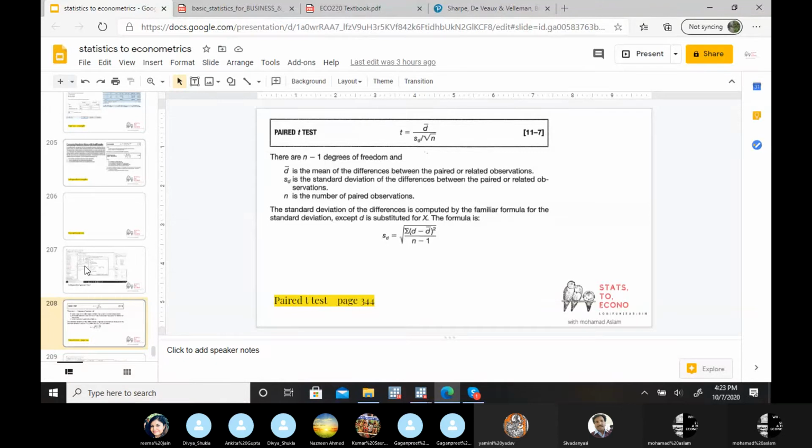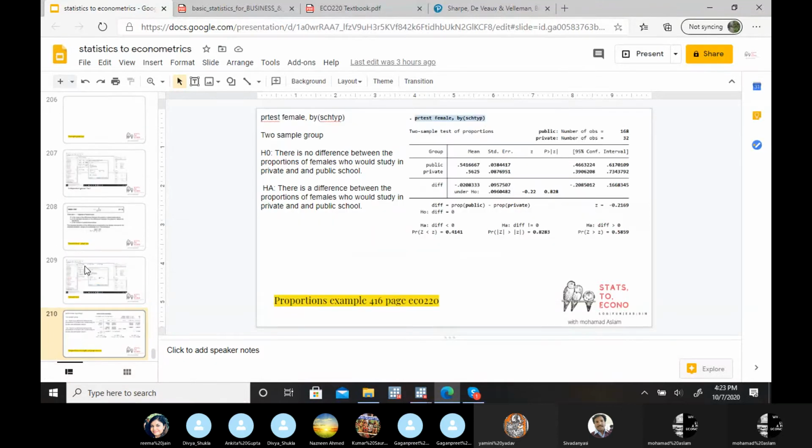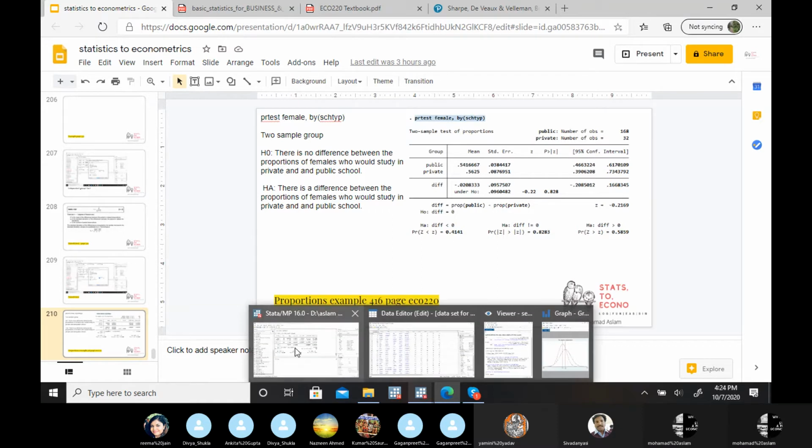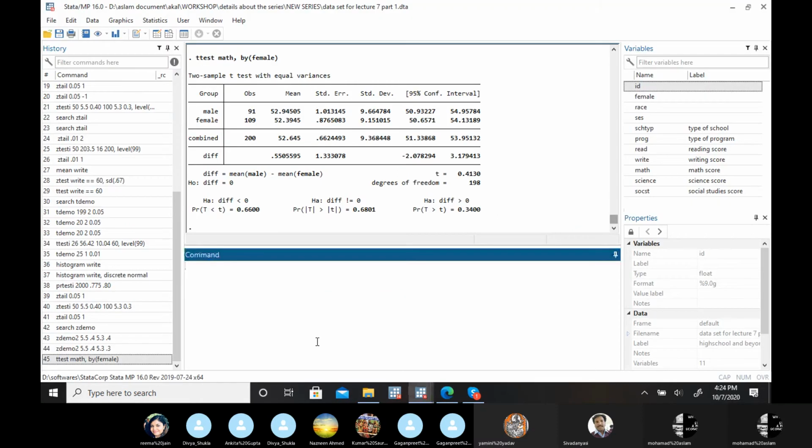So what if this is a case of, before doing the paired test, let me do it with the proportions. Yes, we want to compare two proportions. First, let me do it with a dataset example and one example from the book so that it will be clear for you. With the same dataset, now I want to compare the proportion. How do I want to compare the proportions?